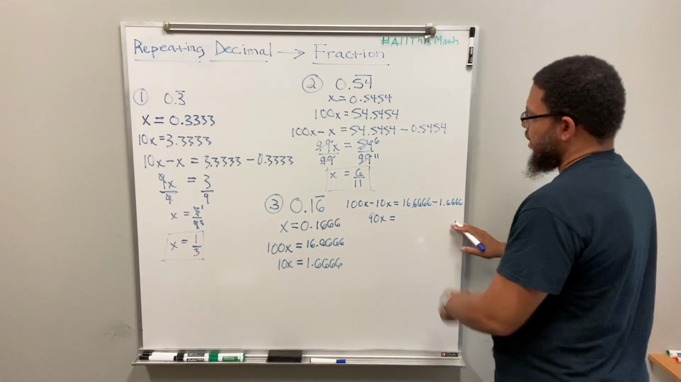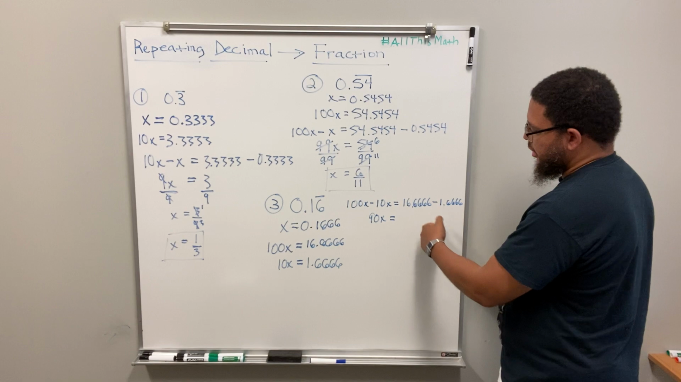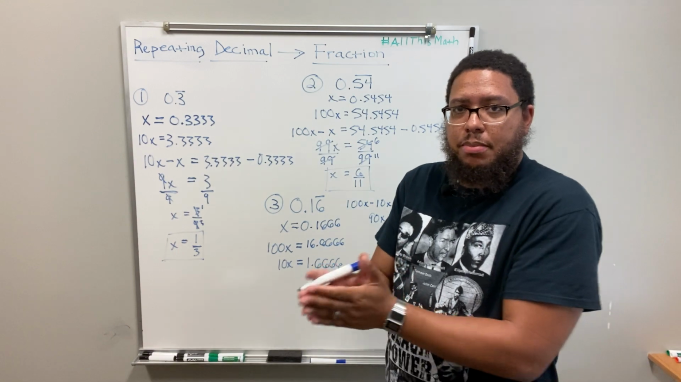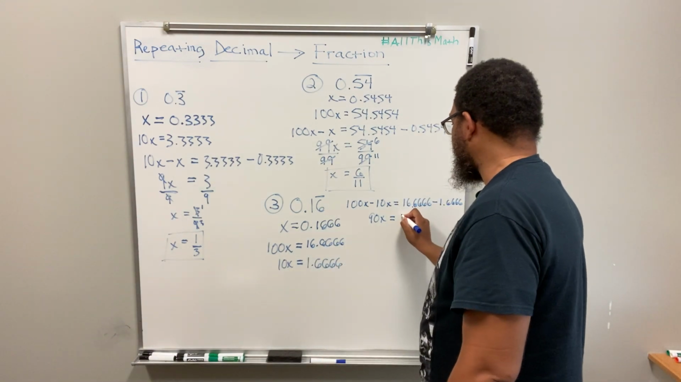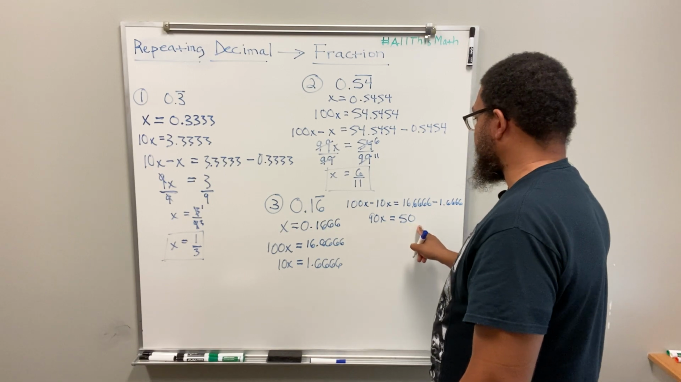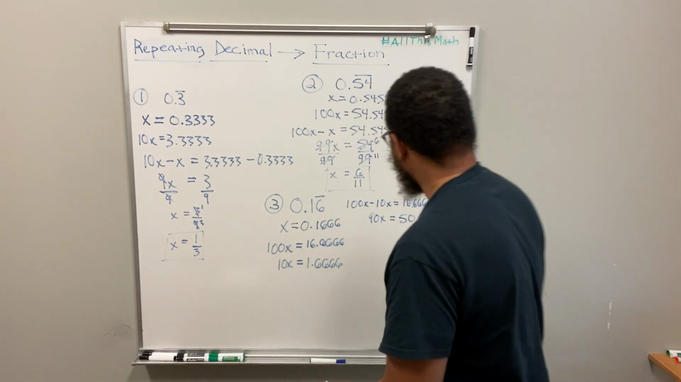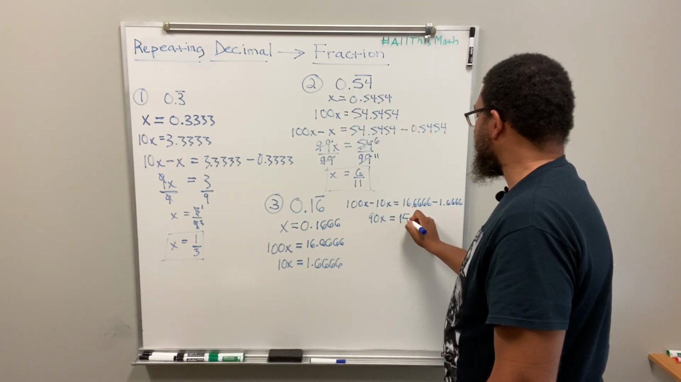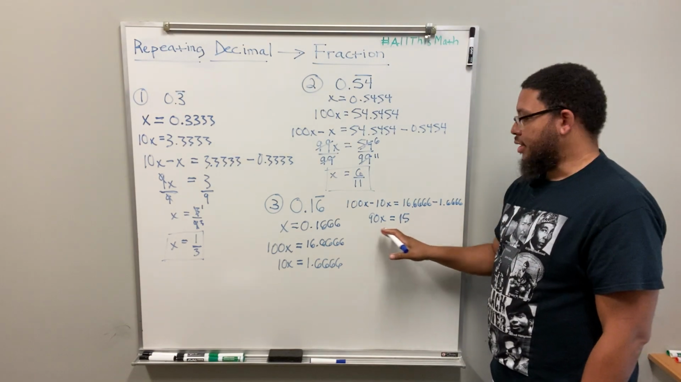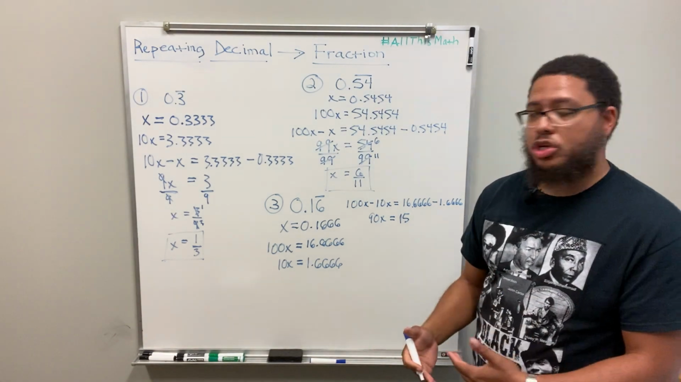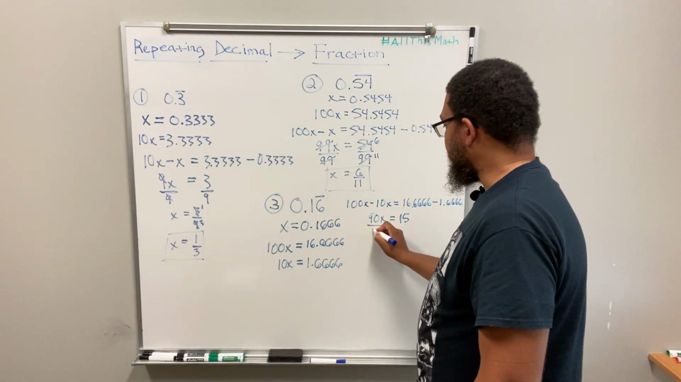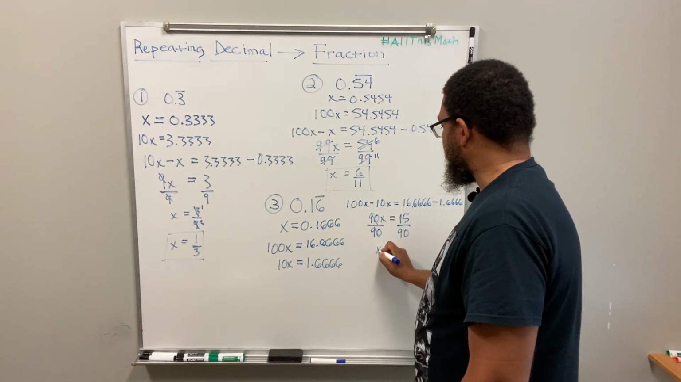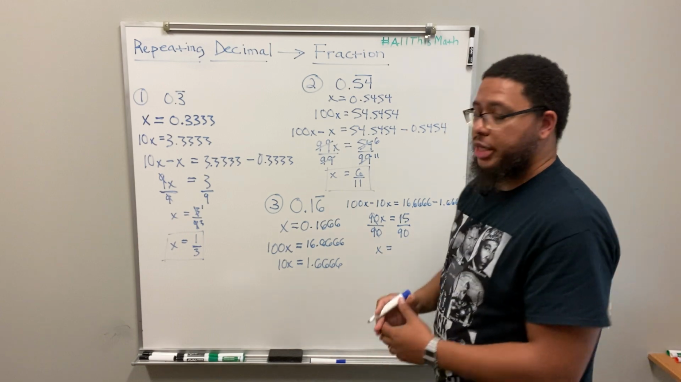Then over here on the right side, I got 16.6666 minus 1.6666. That's going to give me a difference, which is a whole number. So this gives me 50. 90x equals 50. Oh, what am I talking about? Not 50. I'm tripping. That's going to give me 15. So 90x equals 15, right? Now, we're going to finish solving the equation. We're going to isolate this x. We're going to divide by 90 on the left side, and we're going to divide by 90 on the right side. So we got x equals 15 over 90, but we can reduce that.